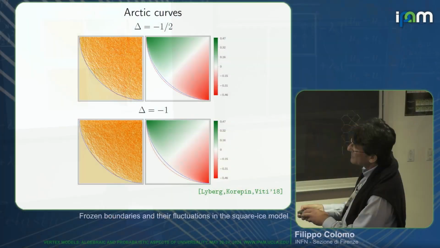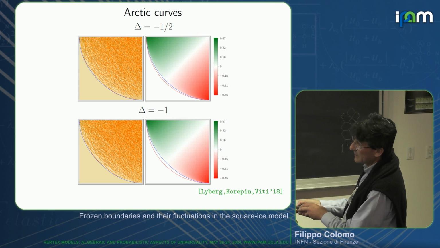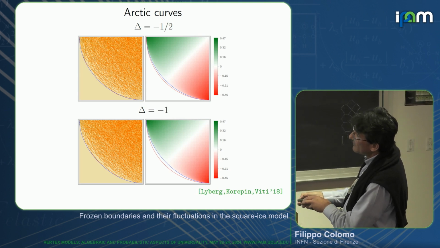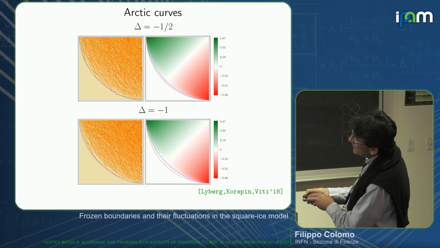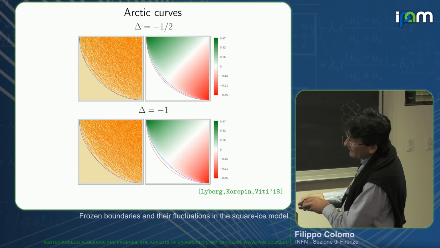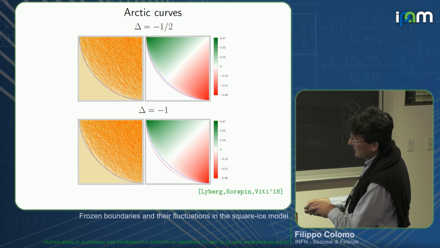Here red is a guide for the eye. It is a circle, the arctic circle of domino tilings of the Aztec diamond. But when you vary delta, the real arctic curve is the blue line, which is slightly different and which varies depending on delta.